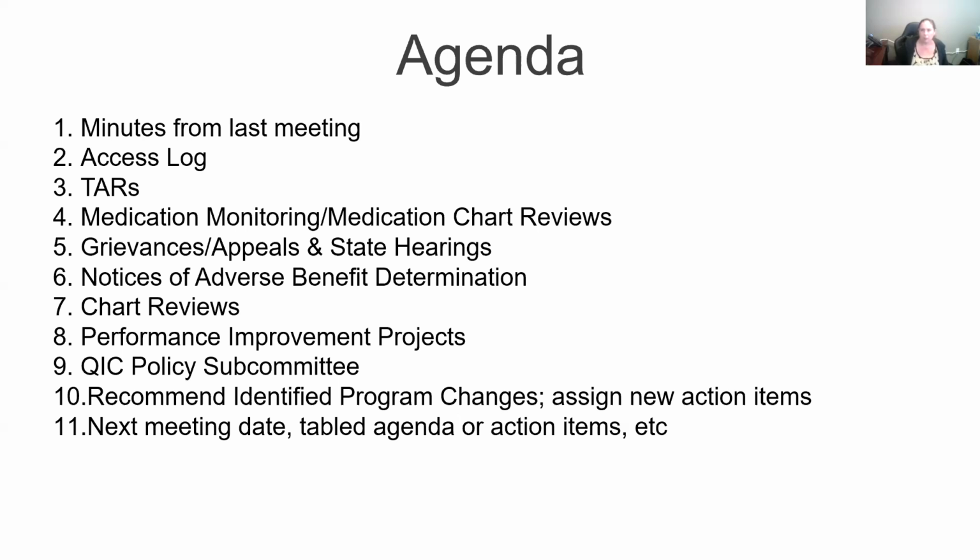I'm going to start with discussing the minutes from the last meeting. We'll go into the access log. We'll discuss treatment authorization requests, medication monitoring, grievances, no ABDs, chart reviews, performance improvement projects. We'll discuss the QIC policy subcommittee that was brought up in the previous meeting, and then we'll assign action items and discuss next meeting dates. Does anybody have any questions about that?